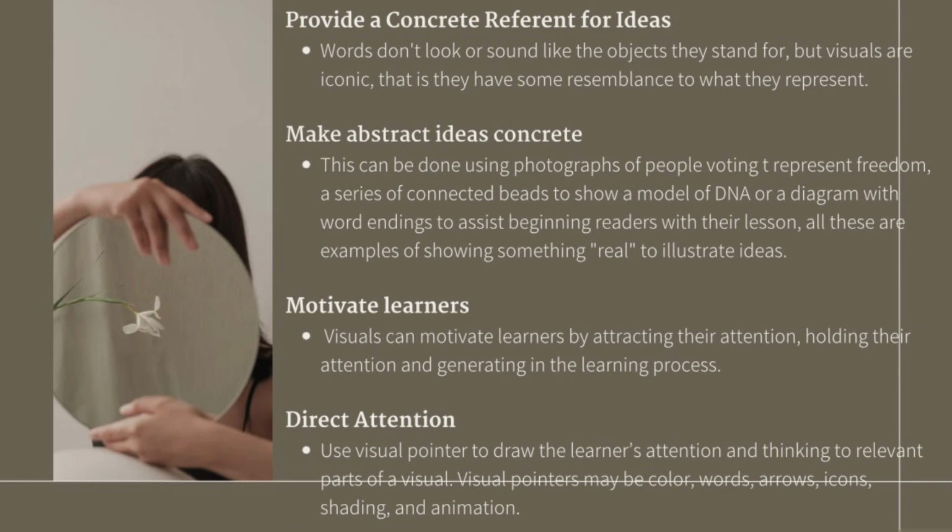Make abstract ideas concrete. This can be done using photographs of people voting to represent freedom, a series of connected beads to show a model of DNA, or a diagram with words ending to assist beginning readers with their lesson. All these are examples of showing something real to illustrate ideas. Use clever illustration to help the student learn abstract ideas. For example, instead of using the normal sign of more than and less than, you will use the mouth of the alligator to represent the more than and less than sign.